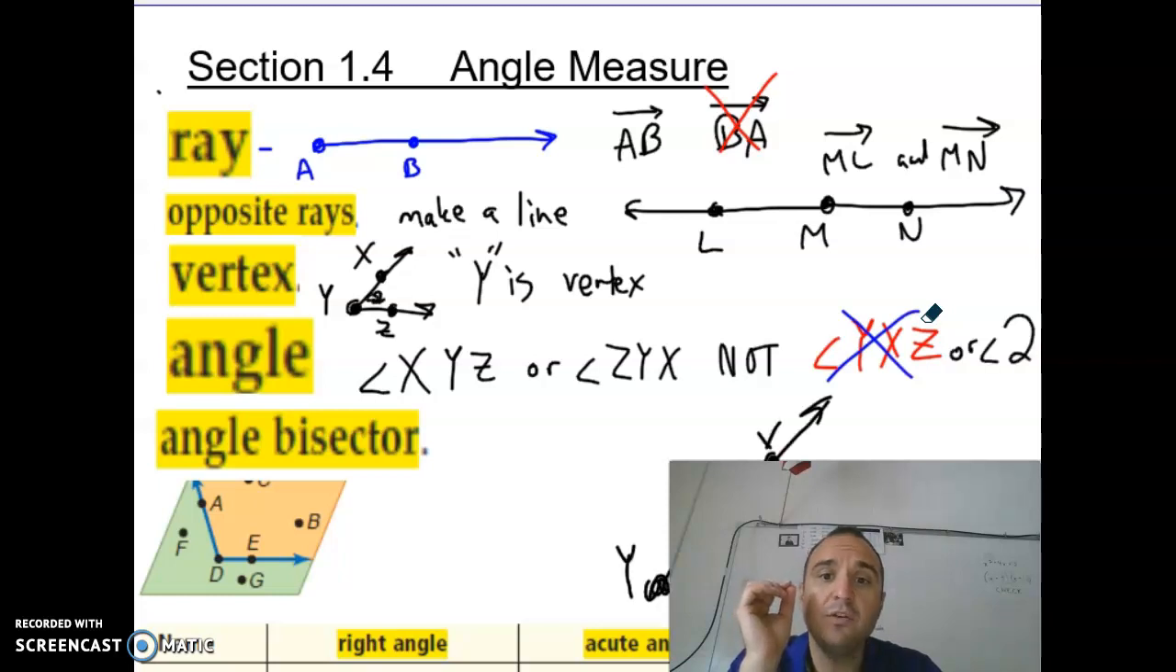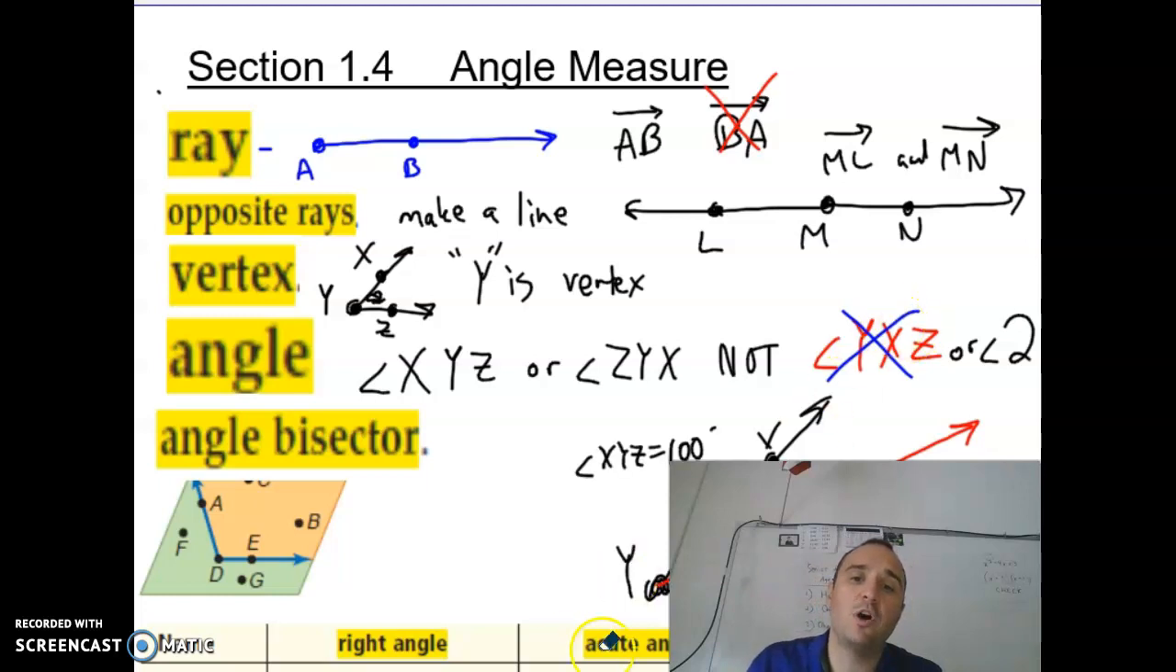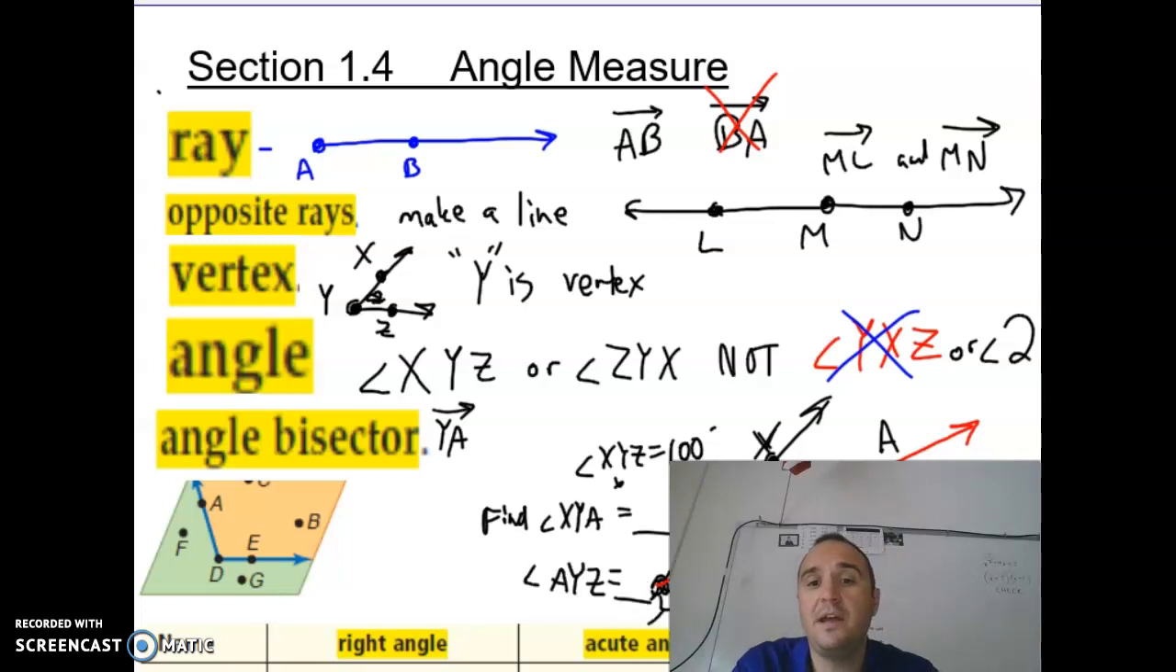So angle bisector, if you had an entire angle of XYZ and it was given it was 100, when you have this red angle bisector, which I'm going to call YA, that cuts this angle into halves. Bisector means halves, so 50 and 50. So just to be clear on that, you need to know that that's 50 and 50.